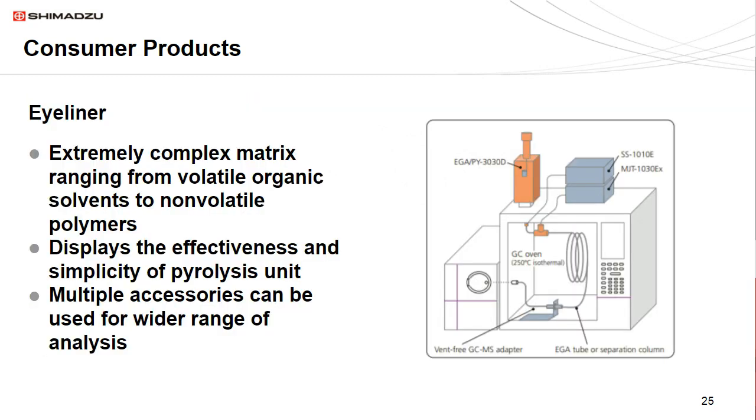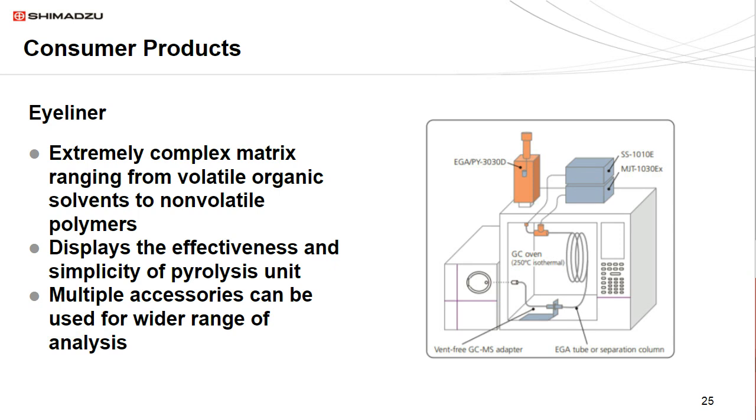In this application, we cover eyeliner, and this is used as an example of a complex material because it contains a wide boiling point range of constituents, things like volatiles all the way up to polymers. Being able to use an analysis like EGA and follow that up with thermal zone analysis facilitates the complete characterization of all of the organic constituents in the sample.